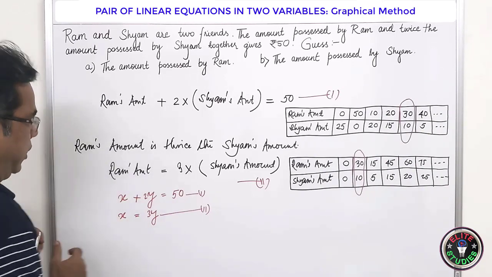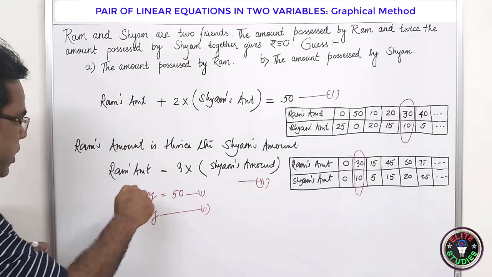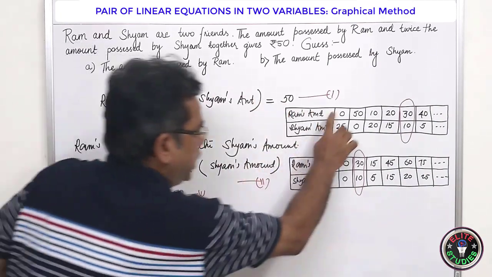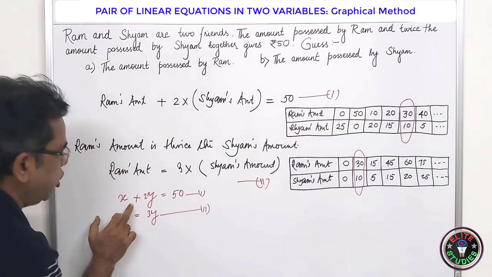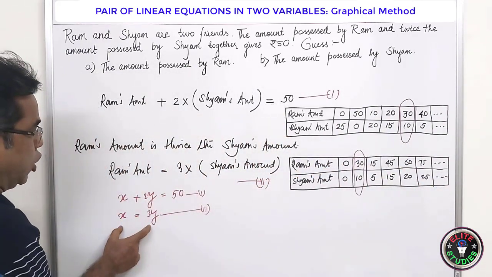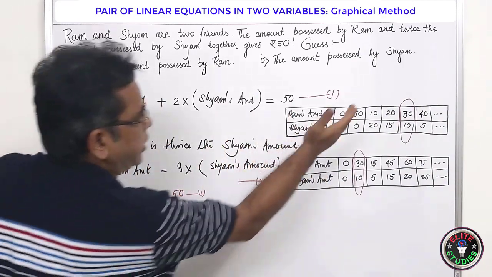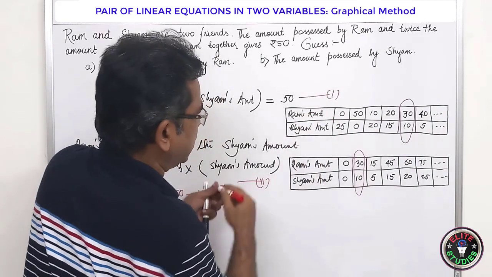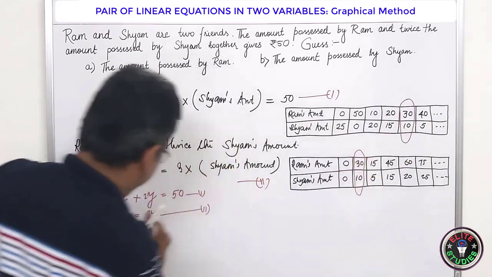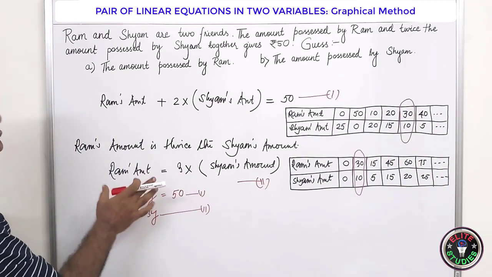These two are the same thing, only the way of writing is different. So from here we have got this. These are the pairs of values which satisfy this equation, and these are the pairs of values which satisfy this equation. Then what are the values of x and y which satisfy both? That is x equal to 30, because Ram's amount is x and Sam's amount is y. So x equal to 30 and y equal to 10 satisfy both these equations, and these are the solutions to these equations.